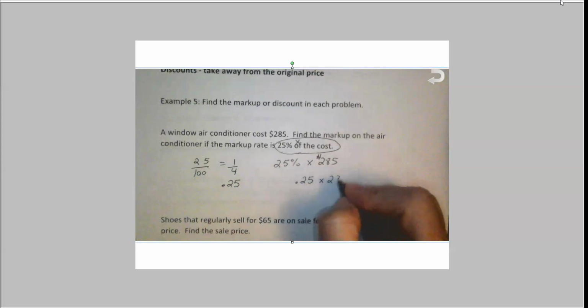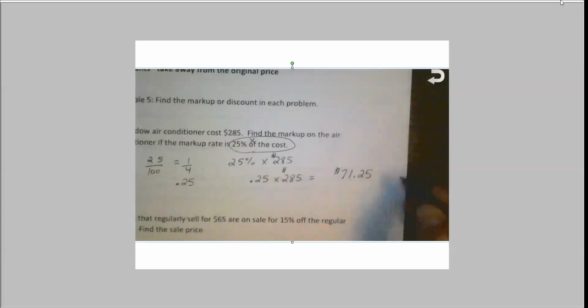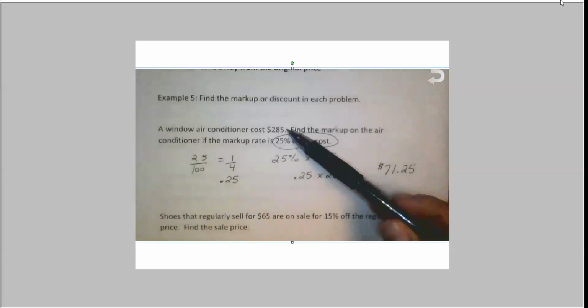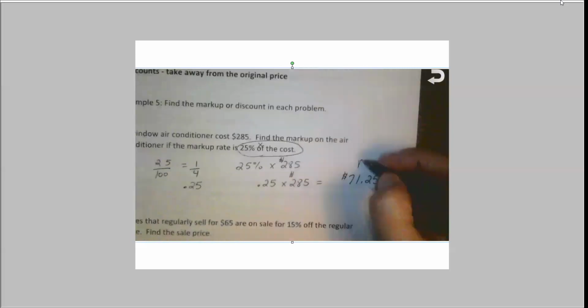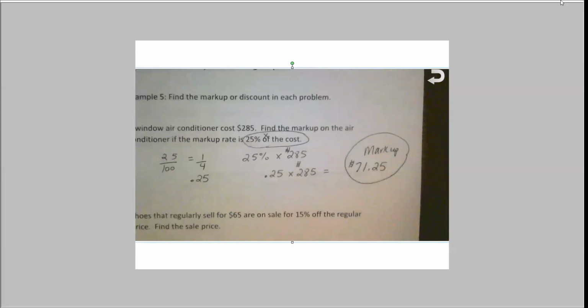0.25 times $285 gives me a markup of $71.25. All right, so this is what the air conditioner costs, but it's being marked up 25%. So this answer is the markup amount. Now, that's the answer to this question.